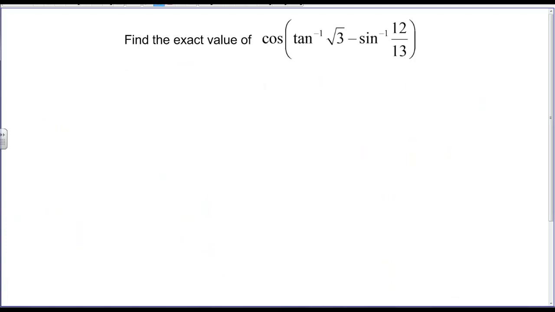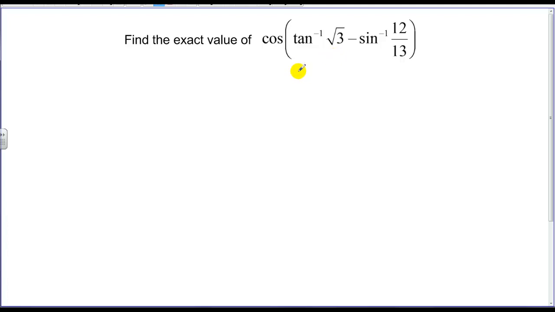Here's a different look at the same problem. We're asked to find two inverse values of which we don't necessarily know if they're exact unit circle problems. In fact, the second one, the arc sine of 12 over 13, isn't a unit circle value. This guy very well might be, but you may not know it right off the bat.